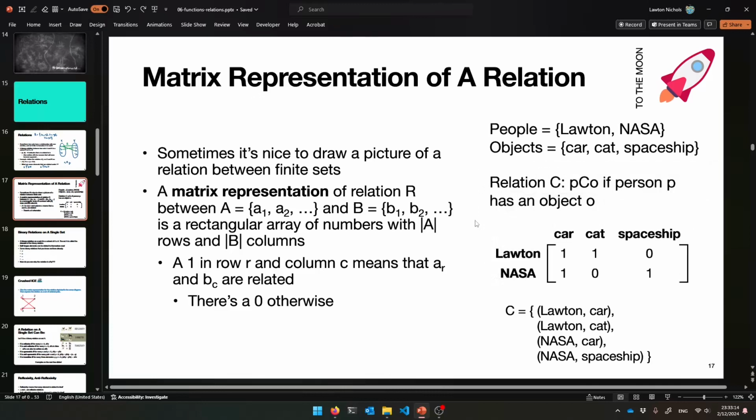So you're going to arrange all of your things on the left as rows and things on the right as columns. You're going to put a 1 if they align. So Lawton and car are related under this relation because I have a car. And then Lawton and cat are related because I have a cat. So there's a 1 there, but Lawton and spaceship are not related under this relation because I do not have a spaceship, unfortunately. They don't pay that much to be a teacher. Cannot afford spaceships these days. So that's just too bad.